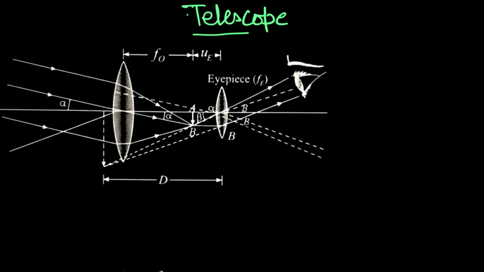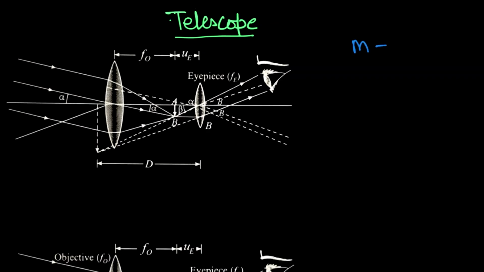See, a telescope is used for bigger objects, and we always try to see long distances using a telescope. It means practically the object distance for a telescope is infinity. So this is the diagram for a telescope, and the image by the first lens is forming at this point AB, and this AB works as an object for the eyepiece, and the final image is forming at distance D. If the final image is forming at distance D, and I want to calculate magnification, the magnification is equal to beta divided by alpha.